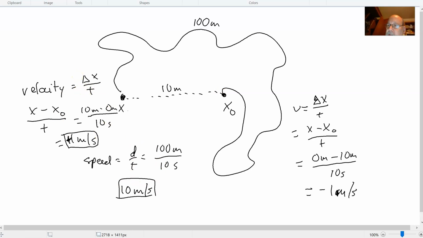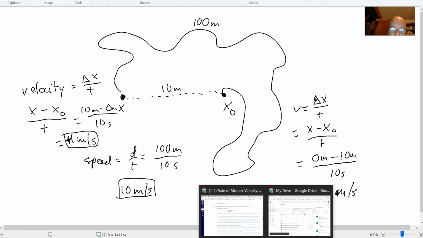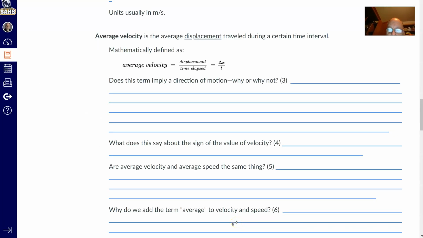Okay, so going back to the discussion here then, what does this say about the sign of velocity? What I want you to write down is, the sign will be positive or negative depending on the direction of the displacement. Okay? So go ahead and write that down. And again, you can just pause the video while you're writing things.